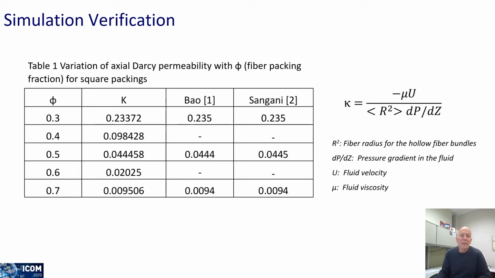To validate the predicted velocity fields, we calculated the axial Darcy permeability for different fiber packing fractions for square packings, and the results are shown here in this table. You can see for fiber packing fractions ranging from about 0.3 to 0.7, the values we calculated for the axial Darcy permeability are in good agreement with those reported previously in the literature from both Bao and Sangani.